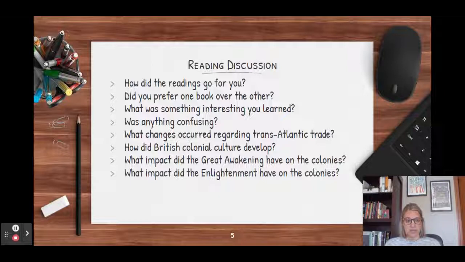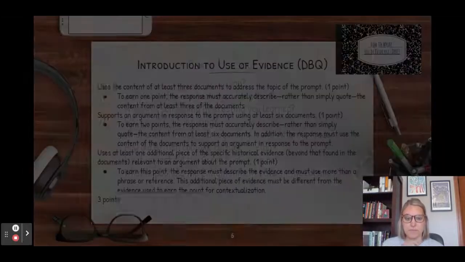But then the two other main concepts from the second and third objectives for the week is looking at the Great Awakening. So this religious movement, what impact did that have? And then the Enlightenment. The Enlightenment began over in Europe. How did those Enlightenment ideas influence the colonies?